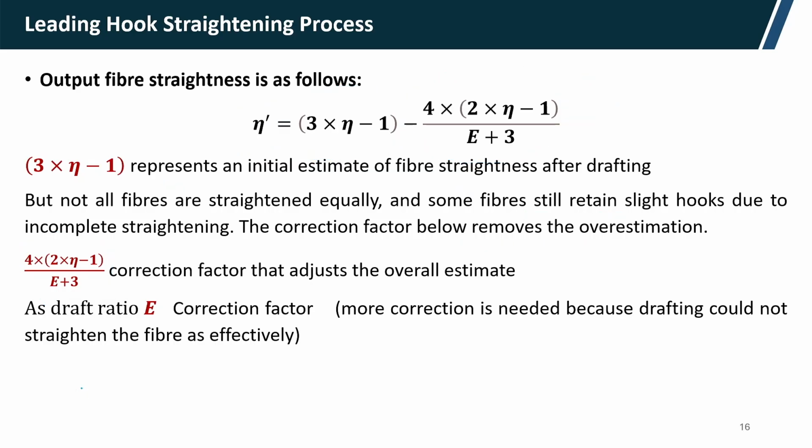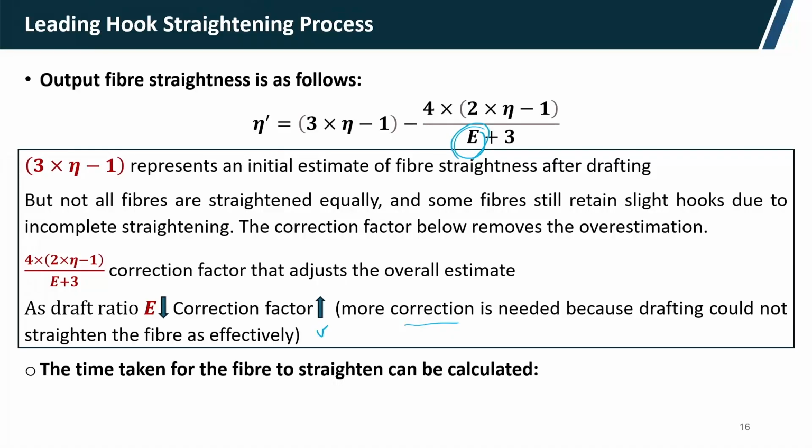Now, here E is the draft ratio, and this is the correction factor. More correction is needed because draft could not straighten the fibers as effectively. So as the draft ratio reduces, the correction factor will be more. At lower draft, the straightening will be less, so we need a higher correction factor.